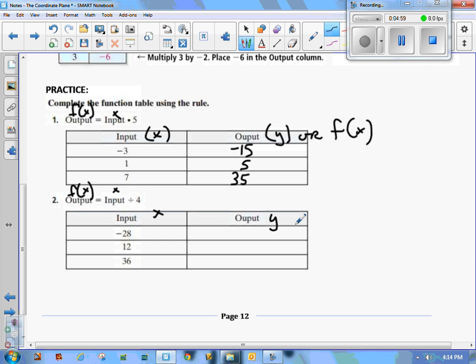This is y, or you can call it f of x. Get used to hearing that f of x for that output. If you need your calculator to help to multiply or divide with your negatives, that's certainly fine. So again, pause the video, take a few minutes, and complete Table 2.